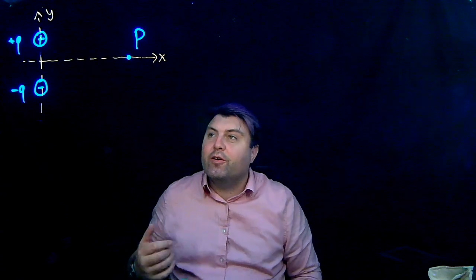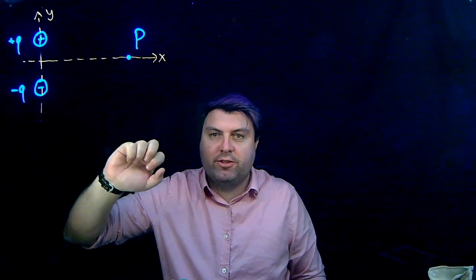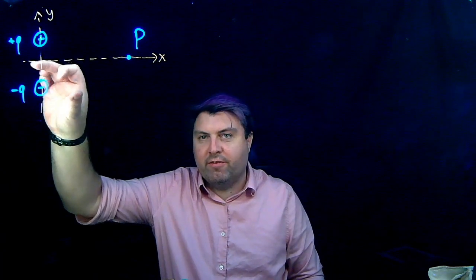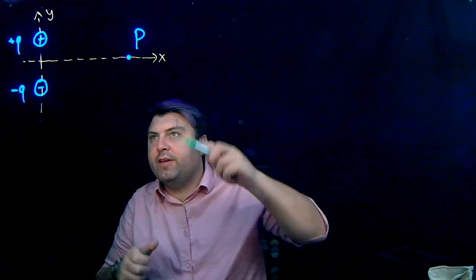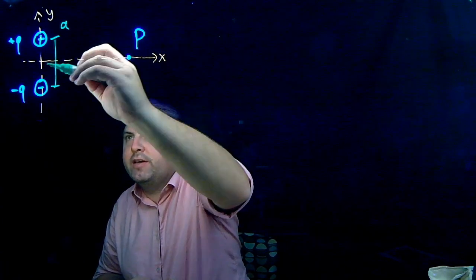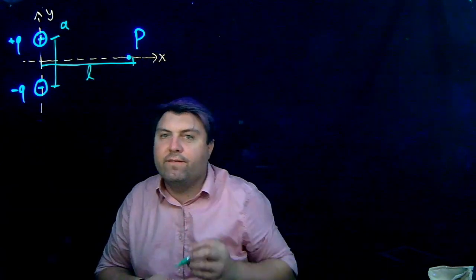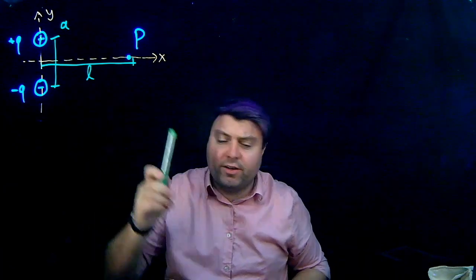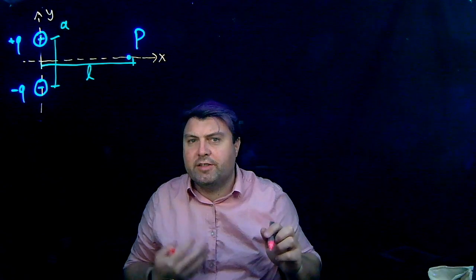Welcome. So we have another example of finding the net electric field from two charges. Here they're rotated 90 degrees or so, but we still have the same setup: the distance between them is A, and the distance between the midpoint and P is L. So here's a very good sketch. All we need to do is add vectors.